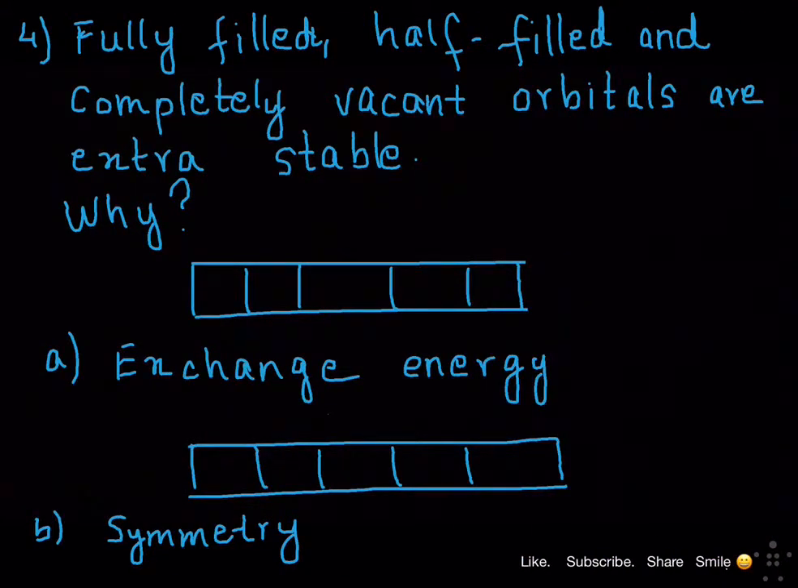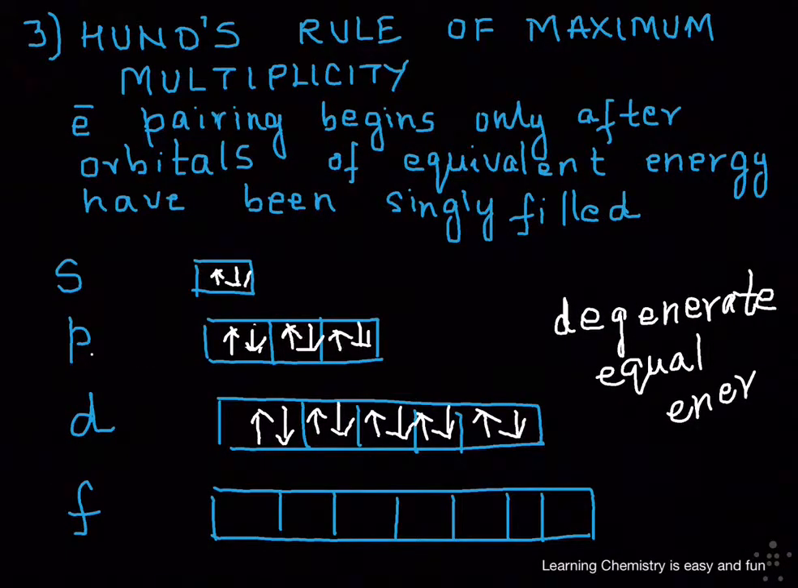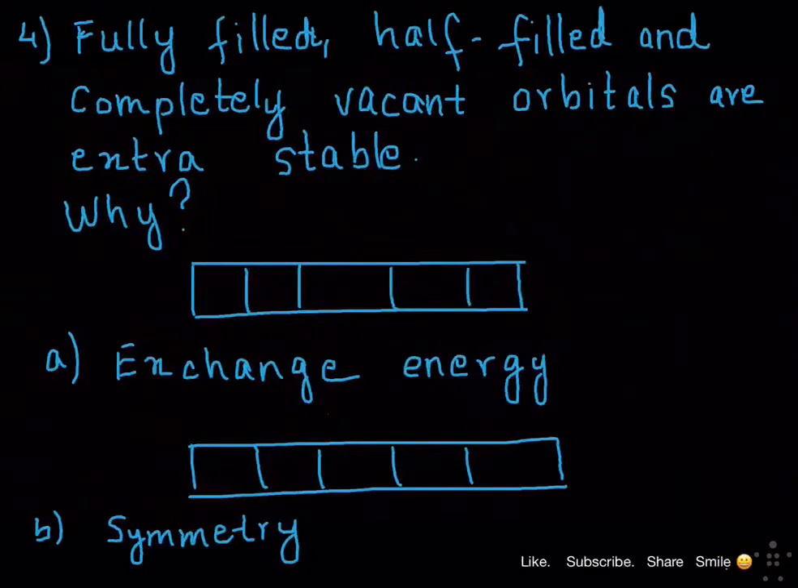Why and what justifies this? We shall be doing it a little along with the fourth point, which says that fully filled, half filled and completely vacant orbitals are extra stable. The explanation that we are going to give now justifies Hund's rule as well as the fourth point. Simply what it says is that if you have the orbitals as half filled and the electrons are having parallel spin, they are not of the opposite spin. That is also part of Hund's rule, that the electrons which occupy them should have parallel spin.